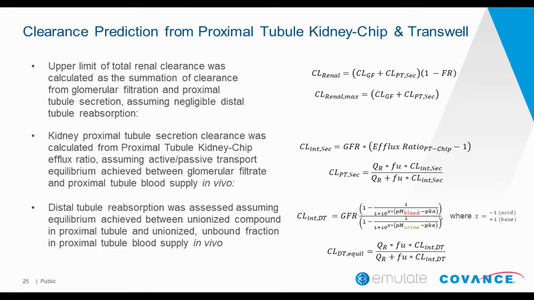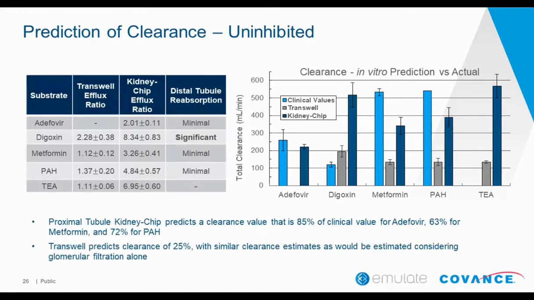The proximal tubule secretion clearance was calculated from the tubule kidney chip model and the efflux ratio, assuming active and passive transport equilibrium achieved between the GFR as well as the proximal tubule blood supply in vivo. Distal tubular reabsorption was assessed assuming equilibrium achieved between the unionized compound and the proximal tubule, and the unionized unbound fraction of the proximal tubule blood supply in vivo.